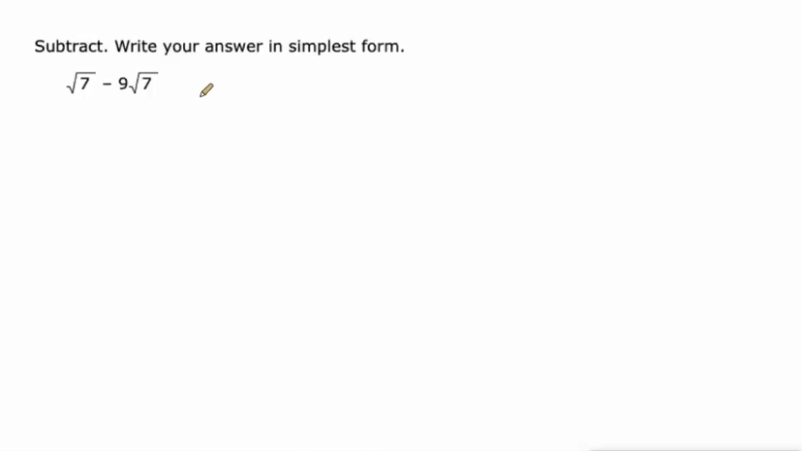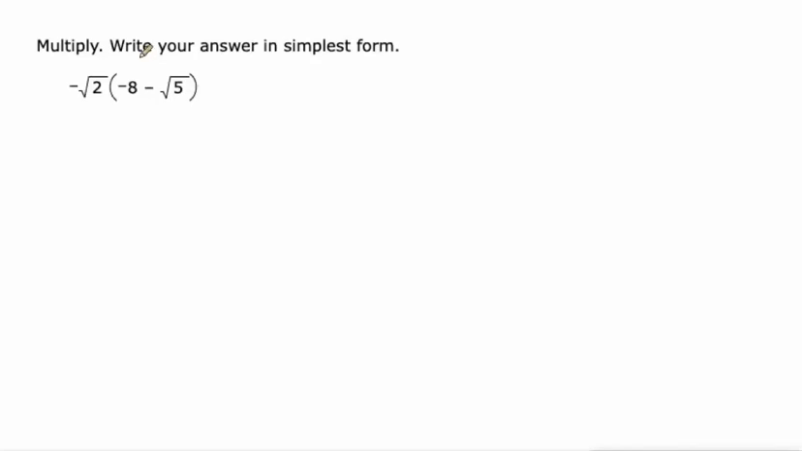Adding and subtracting square root expressions, just remember this is a 1 first of all, so we're just doing 1 minus 9 is negative 8 times the square root of 7. They have to have the same square root to be added or subtracted. If they don't have the same square root, you can't, but that's pretty simple.